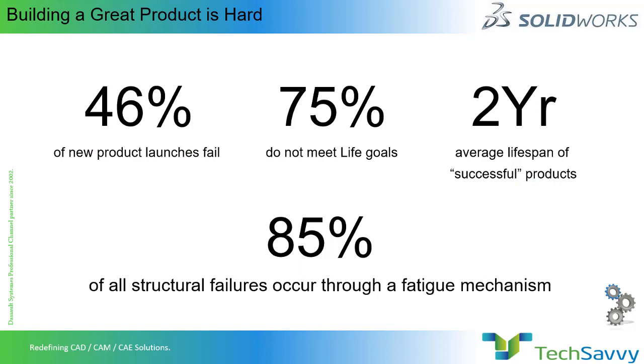Let me just try to make you understand why building a great product is very hard. If we look at this market survey, 46% of all components fail during a new launch. 75% don't meet their life goals, and 85% fail because of their structure or their fatigue mechanism. The only product that is successful is the product which completes its 2 year or its entire lifespan as per warranty claims. So when we build all these machines, we also give warranties. So anticipating all these areas is very important inside SolidWorks.